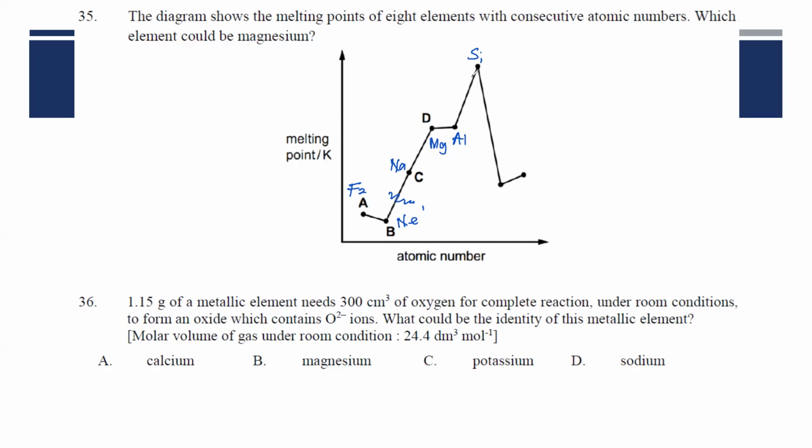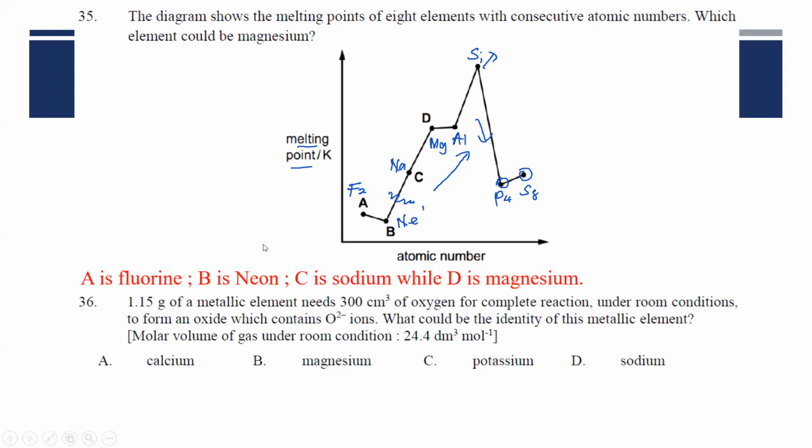So how do we tell this? You have to remember it yourself. Sodium, magnesium, aluminium increase, then silicon also increases, then suddenly to phosphorus it decreases. So this is your P4, then this is your sulfur, S8. So you can more or less tell the trend from where it belongs if you understand your graph very well. So in this case, it is about how you interpret your graph. Which one could be magnesium? The best answer here is D.